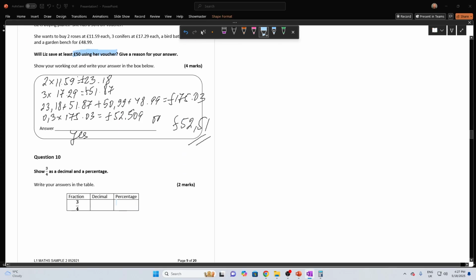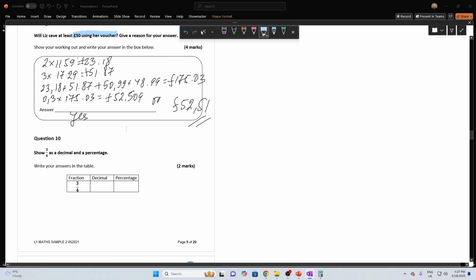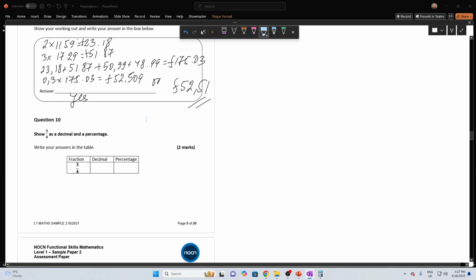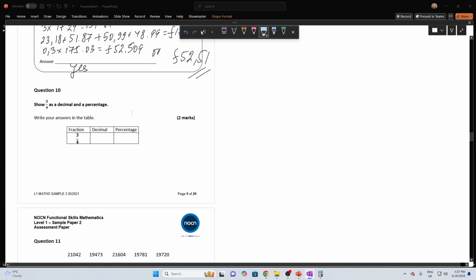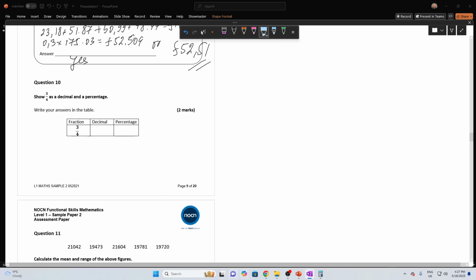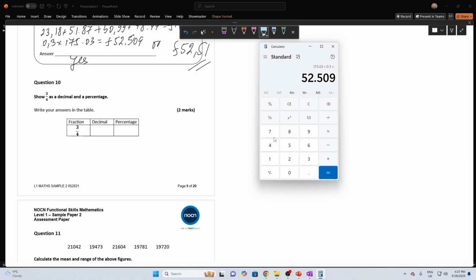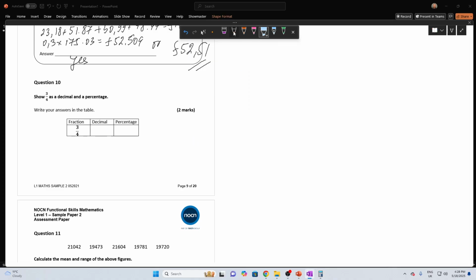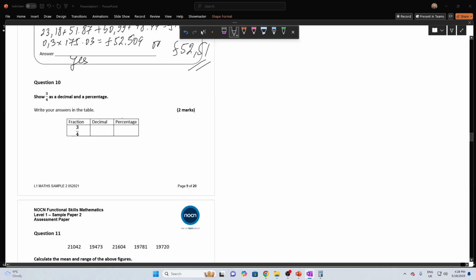Let's see question 10. So how do we find the decimal? We simplify. We have 3 divided by 4, and it's going to be 0.75, and as a percentage, it's going to be 75%.